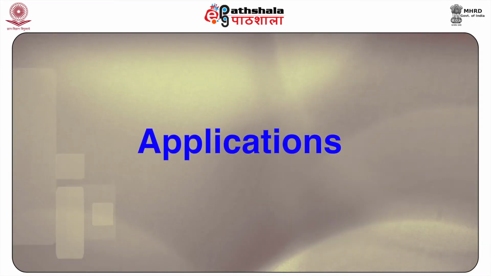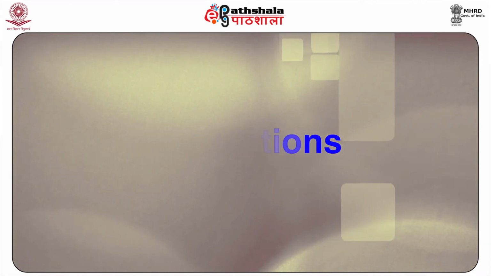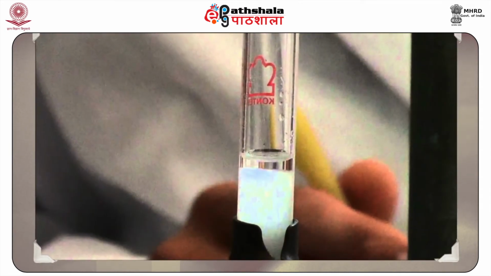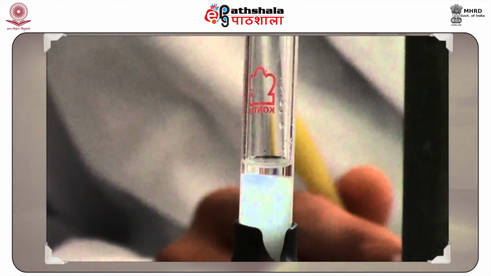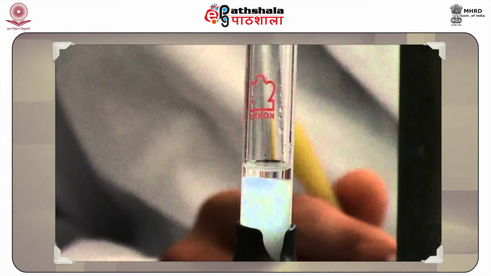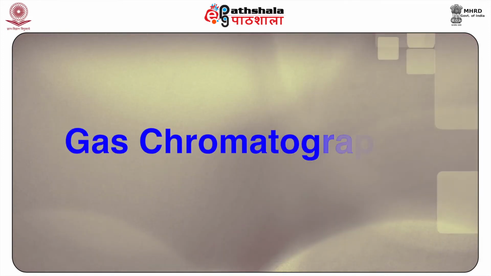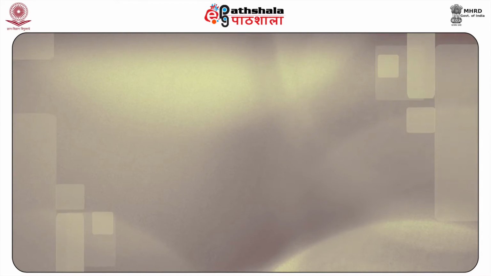Now, about the applications of column chromatography. It is useful in both the qualitative and the quantitative analysis of various suspicious substances found at the scene of crime. It helps in identifying the nature and type of a substance, which helps in linking the criminal with the crime scene. Next is gas chromatography.